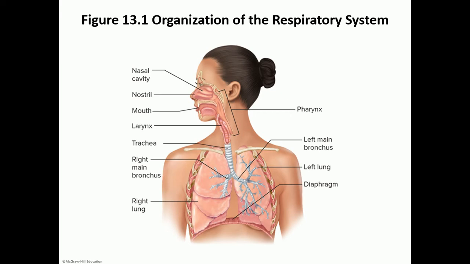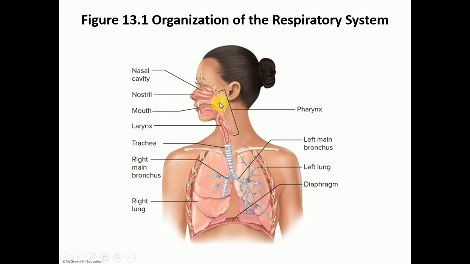So the organization of the system, we start off with the nasal cavity. Okay, and the nasal cavity drains all of the paranasal sinuses. Okay, the paranasal sinuses are the frontal, right above the eye, and then we have your ethmoidal and sphenoidal and maxillary air sinuses. All of these 4 sinuses drain into the nasal cavity.